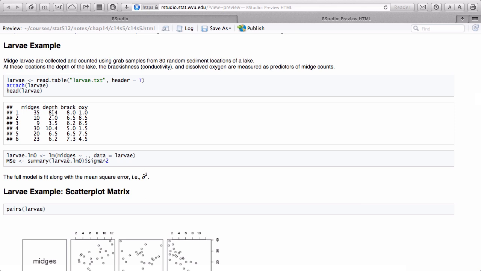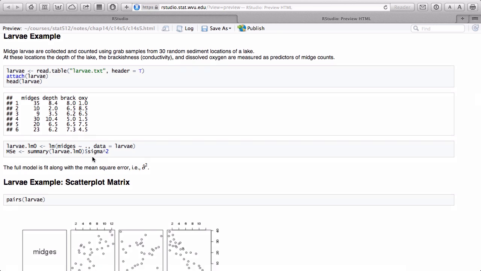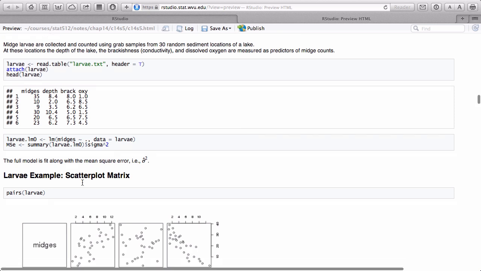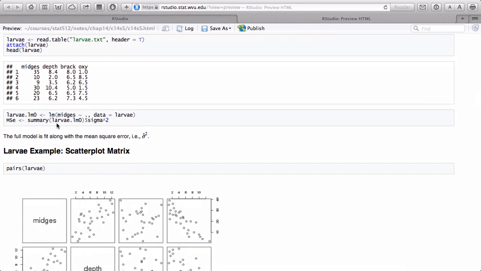So we have midges. The first column, midges, is y, and then I have 3 x's: depth, brackishness, and oxygen. That's actually dissolved oxygen. So LM0, what I'm going to do is, first of all, fit the model that has all terms in it. And then I'm going to get the mean square error for the full model. So I'm going to get the sigma squared.